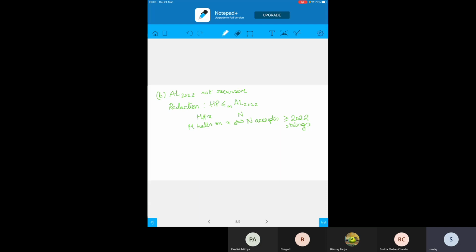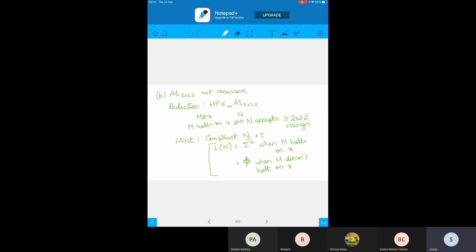Okay, so then let me just give you a hint and then we can stop. You try to construct N such that the language of N is equal to sigma star when M halts on X, and it's equal to the empty set when M doesn't halt on X. Your reduction should construct such an N that satisfies this.